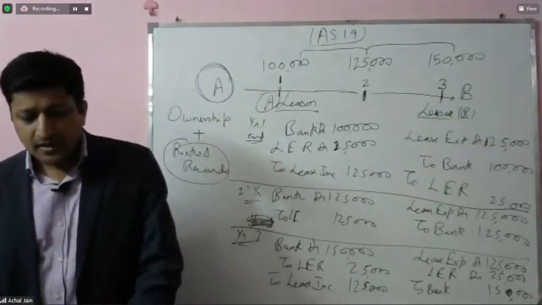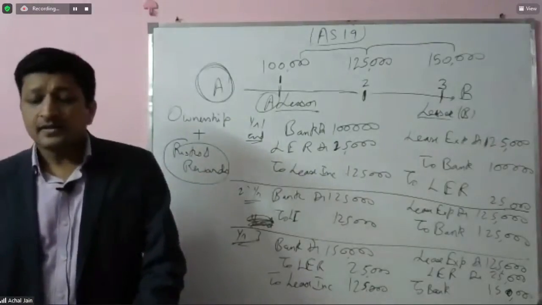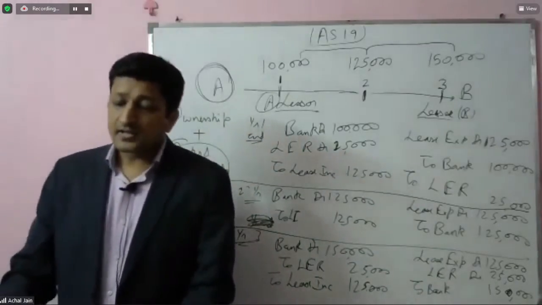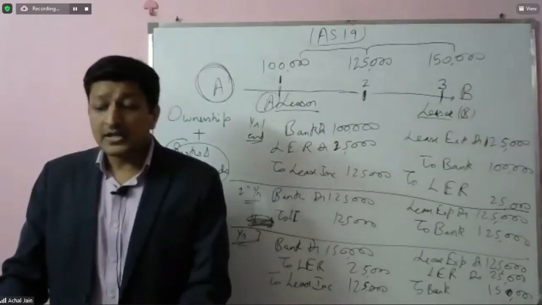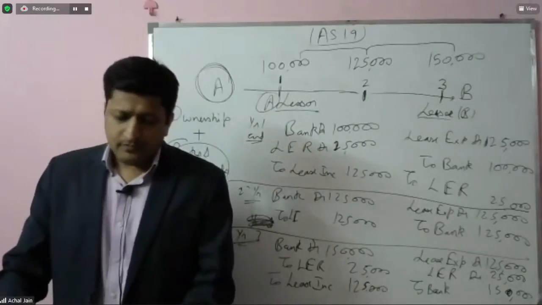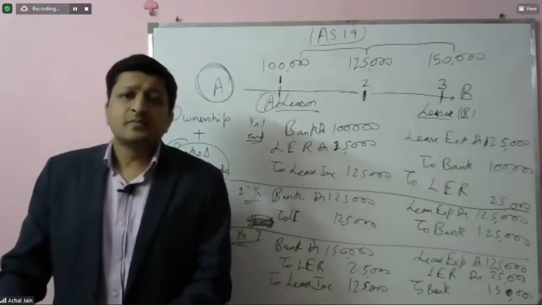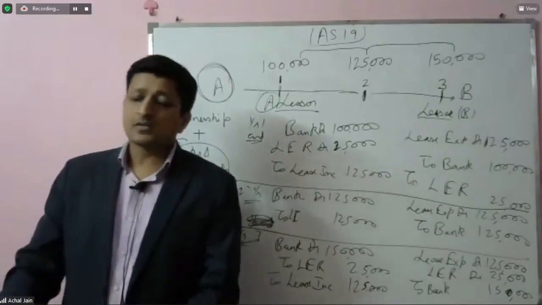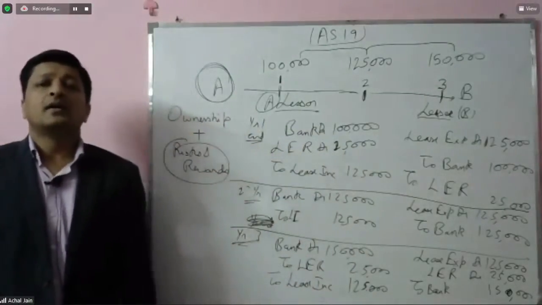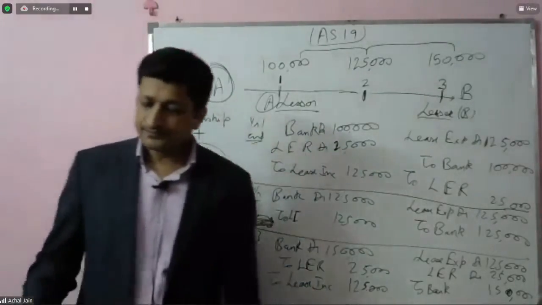Rama is asking, sir, if the lease term is within a year, 12 months or less, is AS 19 applicable? Of course, yes. Whether the lease period is less than 12 months or more than 12 months has got nothing to do with the accounting of the lease.